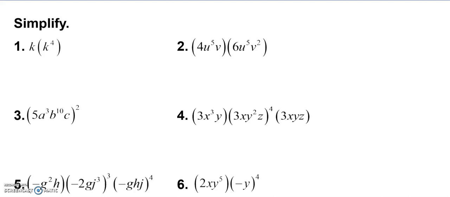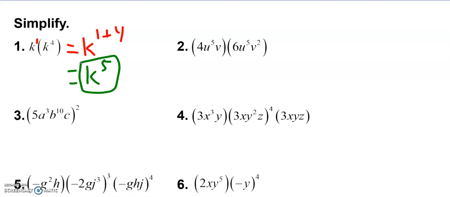So here, we are multiplying our bases. If the bases are the same, and in this case the bases are both k, if I'm multiplying the bases, then I add the exponents. Now also keep in mind that if I don't see an exponent written, I can think of that as to the first power. So this is the same as k to the 1 plus 4, or k to the fifth. So that's how I can simplify this.